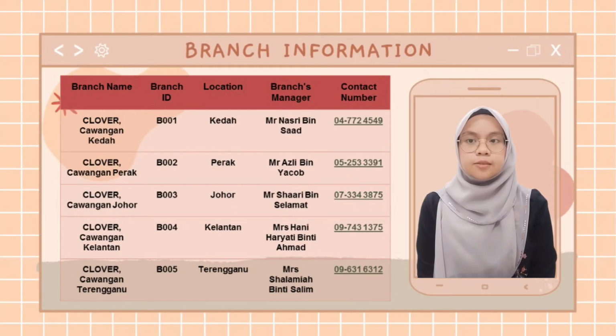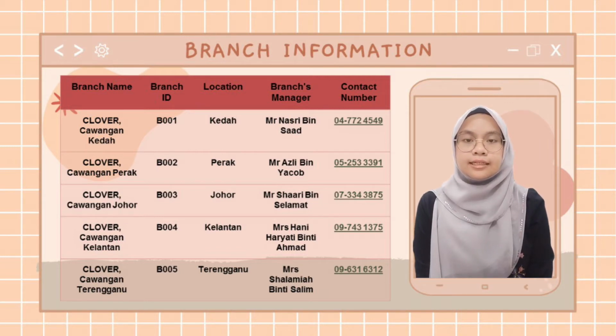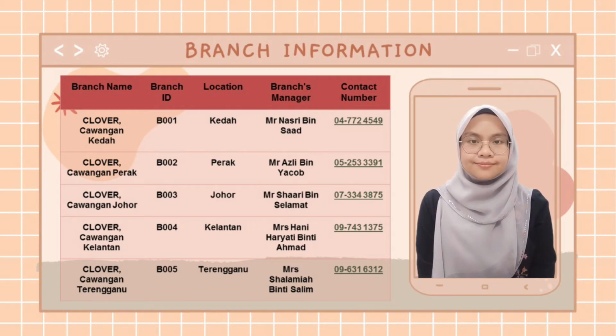Next, this is about the branch information of Clover Sendirian Berhad. This is the list of our company branches and the list of the branch managers. First, Clover Cawangan in Kedah. Second, Cawangan Perak. Third, Cawangan Johor. Fourth, Cawangan Kelantan. And lastly, Cawangan in Terengganu. Next, I will pass this presentation to my groupmate to present about data analysis.